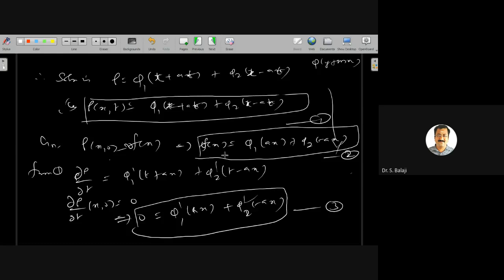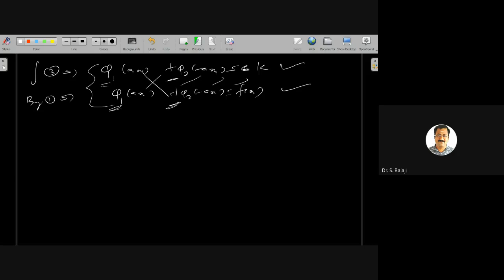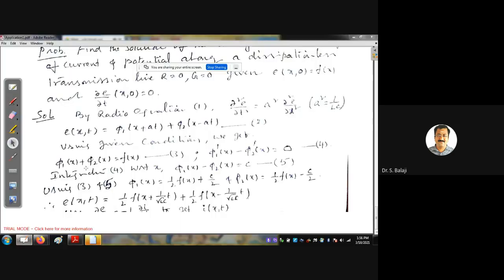Then the problem will be somewhat similar. Otherwise, you are getting a difficulty in this part. So proceed this way, this is the correct way. You can substitute the initial condition, and you can get the derivative condition also. If you integrate this derivative, you can get the constant. Then solve these two. You can get φ1 in terms of 1/2 f of x plus c/2, φ2 in terms of 1/2 f of x minus c/2. Then you can get the solution.